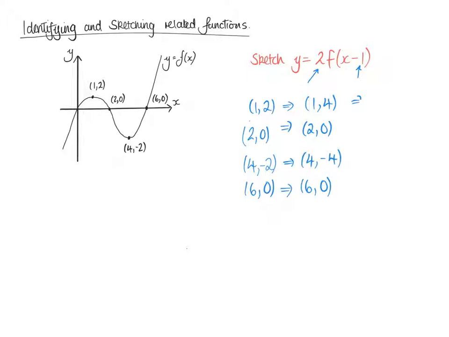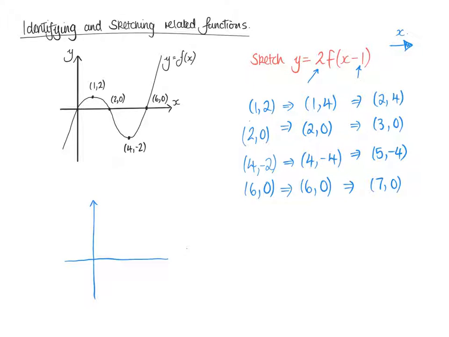Okay, so then the next thing that happens is the minus 1. What that does is that moves our graph one place to the right. Okay, so that's our x coordinate. We have to add 1 to our x coordinate. So we get (2, 4), (3, 0), (5, -4), and (7, 0). So we can then sketch our graph. The important thing when you're sketching these is if they've given you points on the graph, oh, we've got another point on our graph. We have (0, 0), which stays at (0, 0) for this first one, and then will become (1, 0).